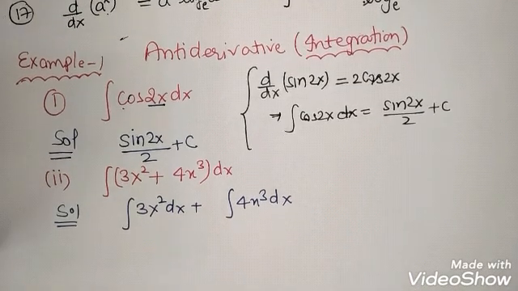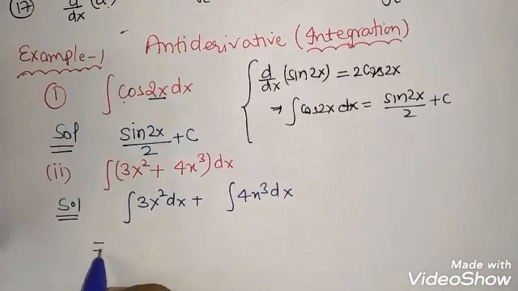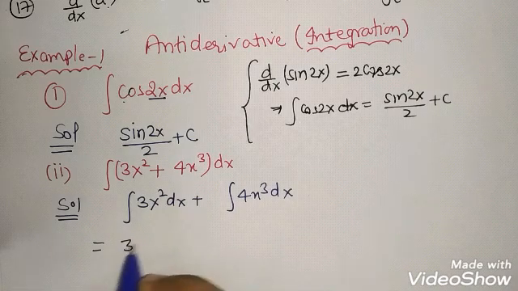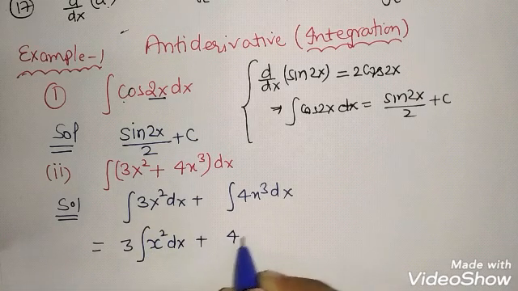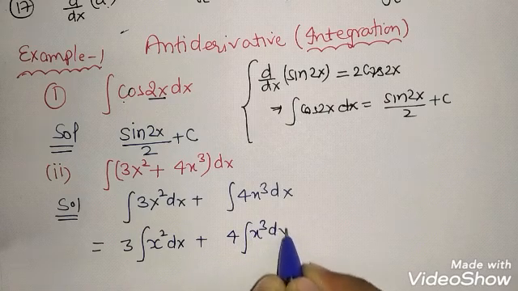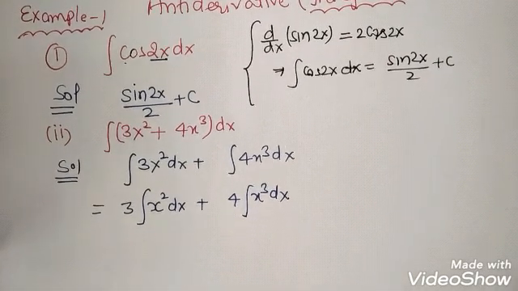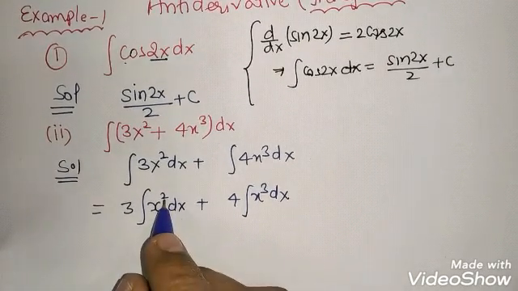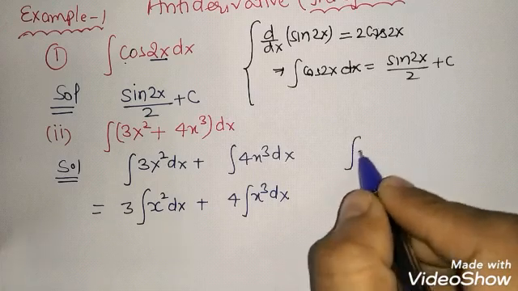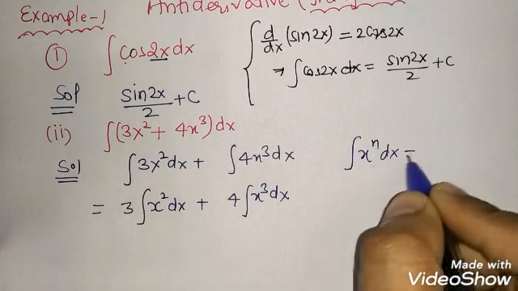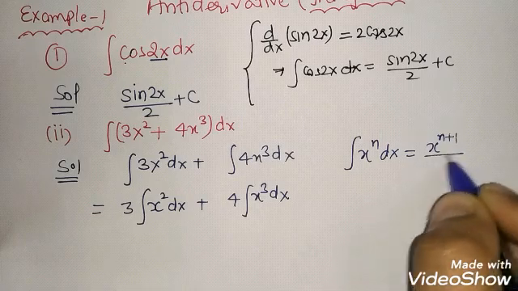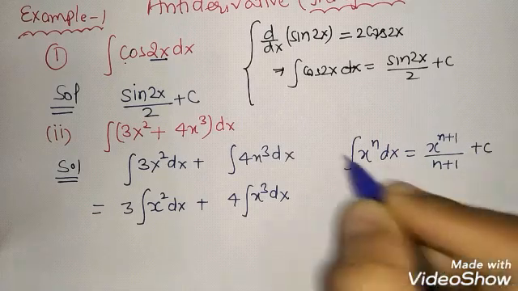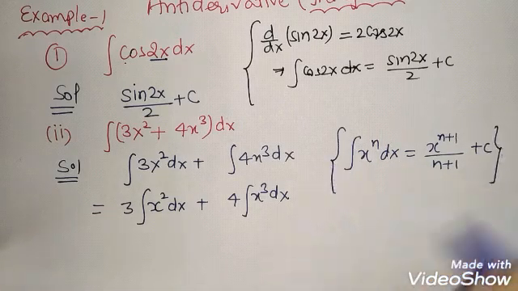This is equal to 3 outside, x square dx plus 4 x cube dx. I am writing every step over here because I am starting integration today. Integration of x to the power n dx is equal to x to the power n plus 1 upon n plus 1 plus c. We know the formula of x to the power n.